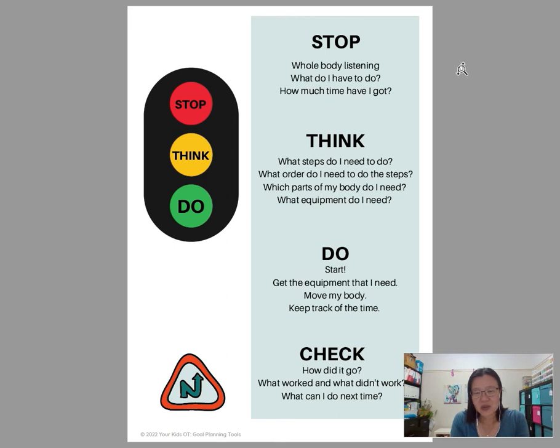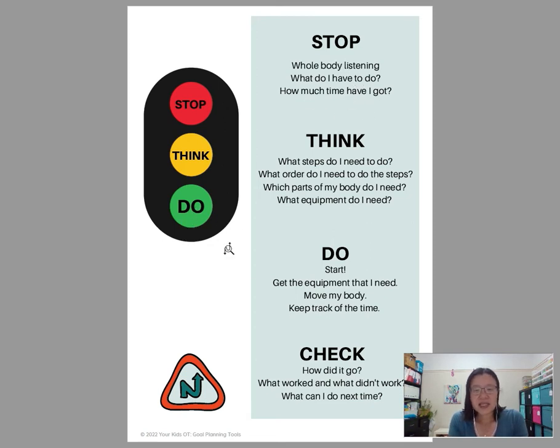So stop, think, do, using the traffic light system of organisation, encourages the child to stop at the red light, use their whole body to listen, then think about these questions that I've prompted them with. What do I have to do? How much time have I got? The yellow think step is what steps do I need to do? What order do I need to do the steps? Which parts of my body do I need? What equipment do I need to achieve the goal or to achieve the task?